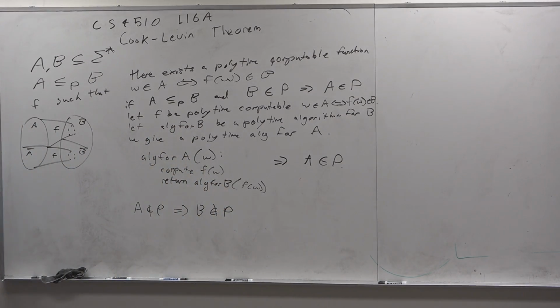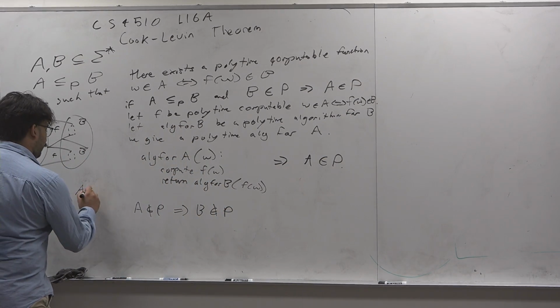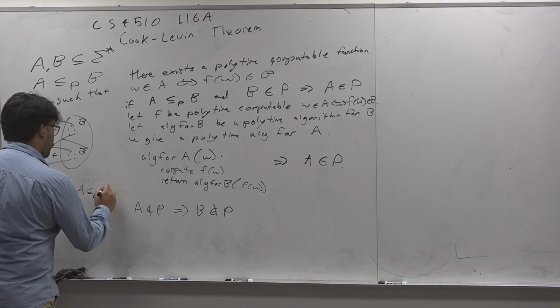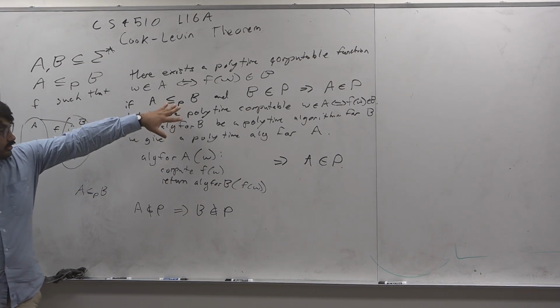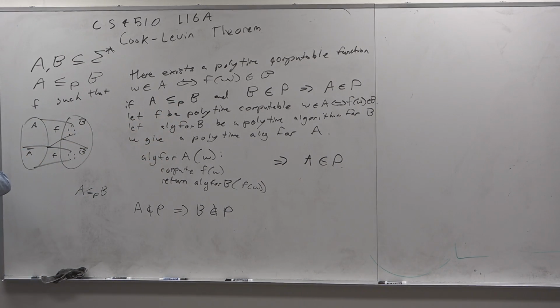Exactly. So if we have a reduction from A to B, the way you should think of it is if A is not efficiently solvable, then neither is B. So in some sense, B is harder than A, or in this version, A is easier than B. So B is harder than A, and A is easier than B. That's the best way to think of it, right?